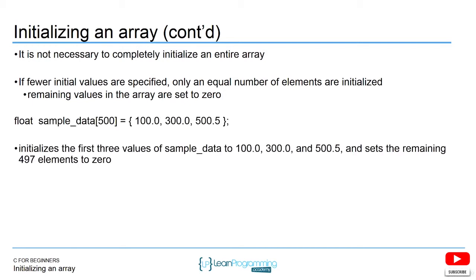Okay, so if you do something like this, where you have an array called sample data of type float, it contains 500 elements. But in the curly braces, all you see here are 3 elements. What this is going to do is it's going to initialize the first 3 values of the sample data array to 100, 300, and 500.5. And then the remaining 497 elements are going to be 0. So you don't have to specify everything.